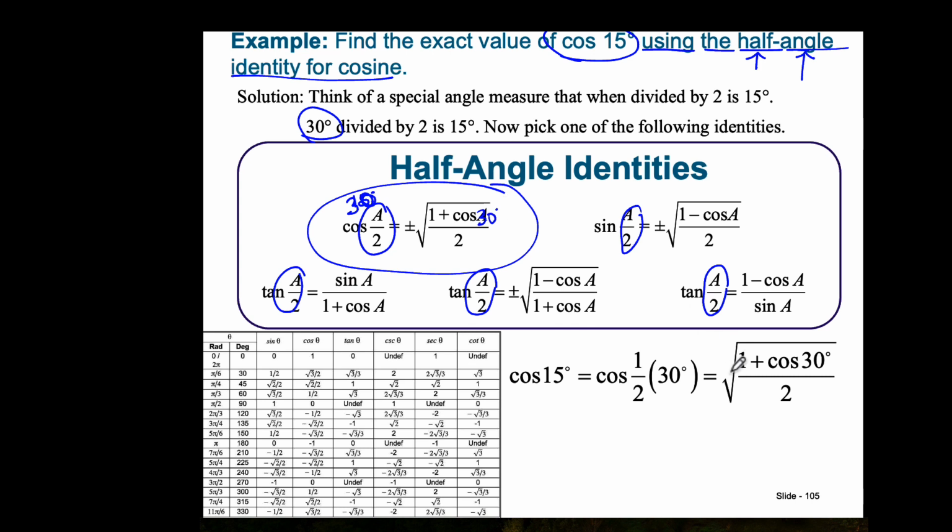I don't see the plus or minus on the root there, so why are we not considering that negative root? Reason, because 15 degrees, terminal side lies in quadrant 1, and we know that cosine is positive in quadrant 1. So that's why we've just got the positive root here. All right, let's simplify this by taking the value of cosine of 30 degrees from our table, being radical 3 over 2, in for cosine of 30 degrees. Looks like this here, and that simplifies to the square root of 2 plus radical 3 all over 2.